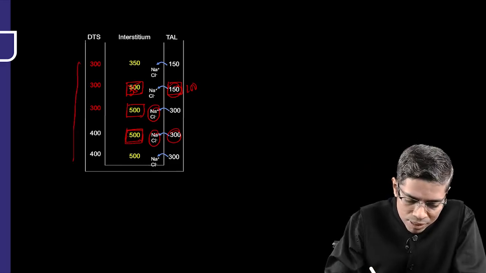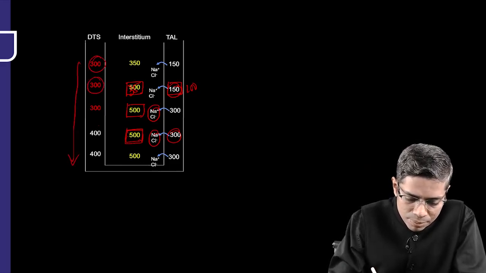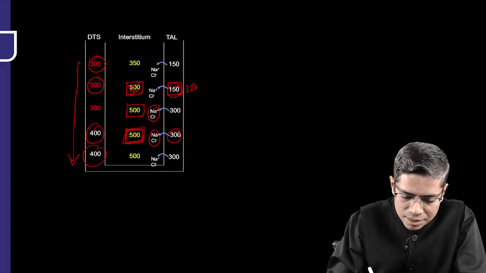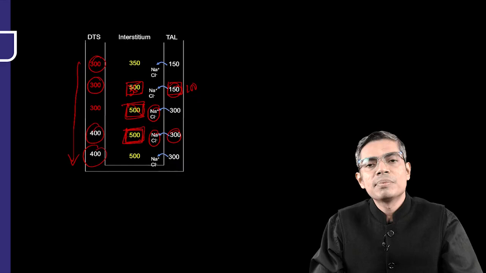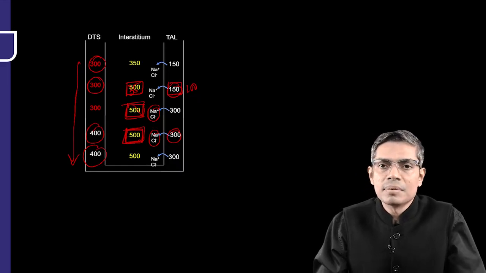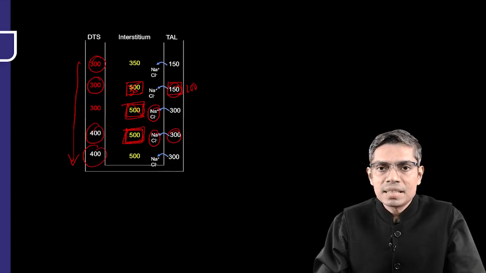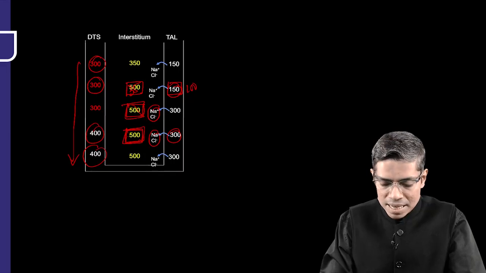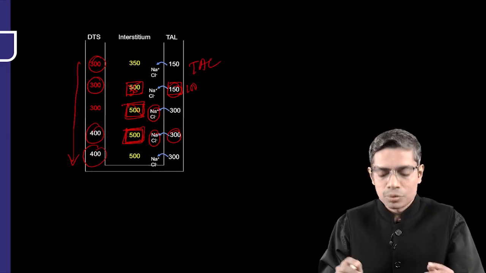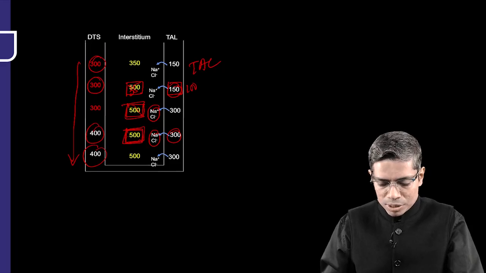And in the descending limb, what is the tonicity? Tonicity is 300, 400 like this, and interstitial tonicity is 500. Do you think this equilibrium will be maintained? Answer is no. Again, there will be reabsorption of water from the descending thin segment, because the descending thin segment is permeable to water, but TAL is impermeable to water. So what will happen? Now the water reabsorption will continue.